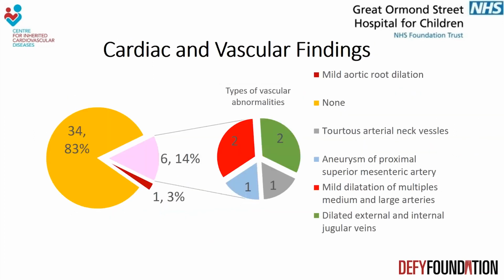With regards to cardiac and vascular findings, 83% of our patients have normal arterial vasculature. One had mild aortic root dilatation, but this is in the context of congenital heart disease and previous BT shunt insertion. Only 6 patients had abnormal vasculature, with 1 patient having tortuous arterial neck vessels, 1 with aneurysm of proximal superior mesenteric arteries, 2 with mild dilatation of multiple medium and large size arteries, and 2 with dilated external and internal jugular veins.